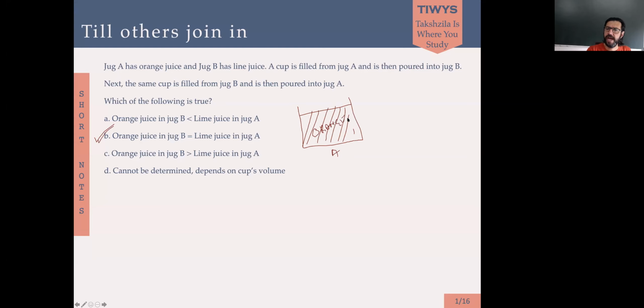Now, at the end of it, it's the same vessel, it's not B. This is A at the start. This is vessel A itself at the end. What is important is that the level is still the same, but the orange juice is less. Why? Because some orange juice would have gone to the other side.